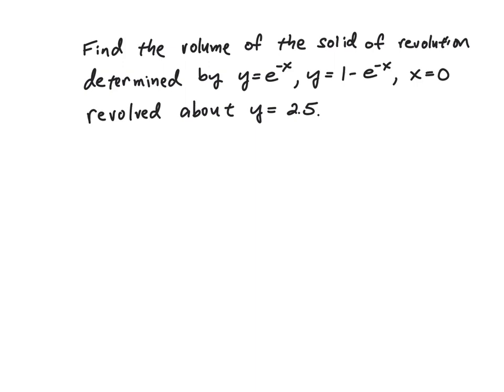Hello students. In this lesson we're going to determine a volume of a solid of revolution that will be revolved around a horizontal line. In this case it'll be y equals 2.5. This is a nice example because it's revolving the solid around a line other than one of the coordinate axes. Okay, and we'll have a region determined by the intersection of e to the minus x, 1 minus e to the x, and the vertical line x equals 0.